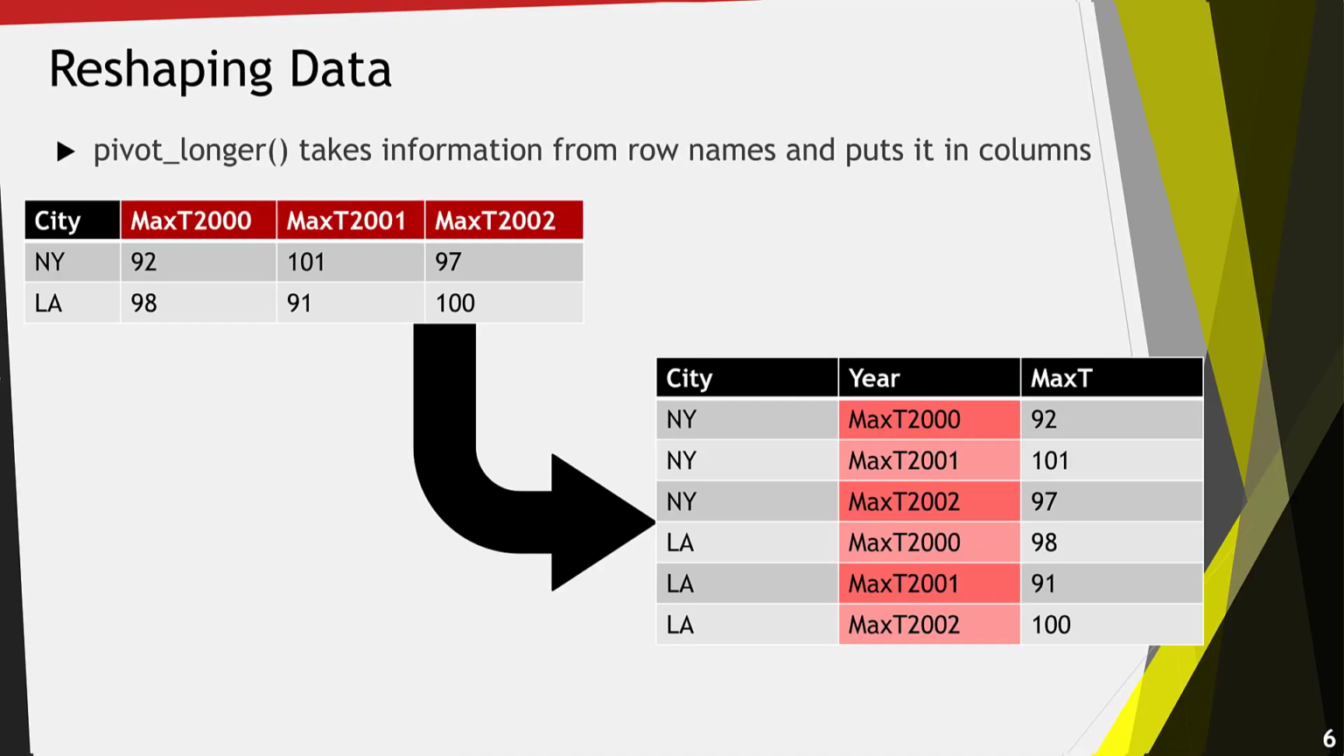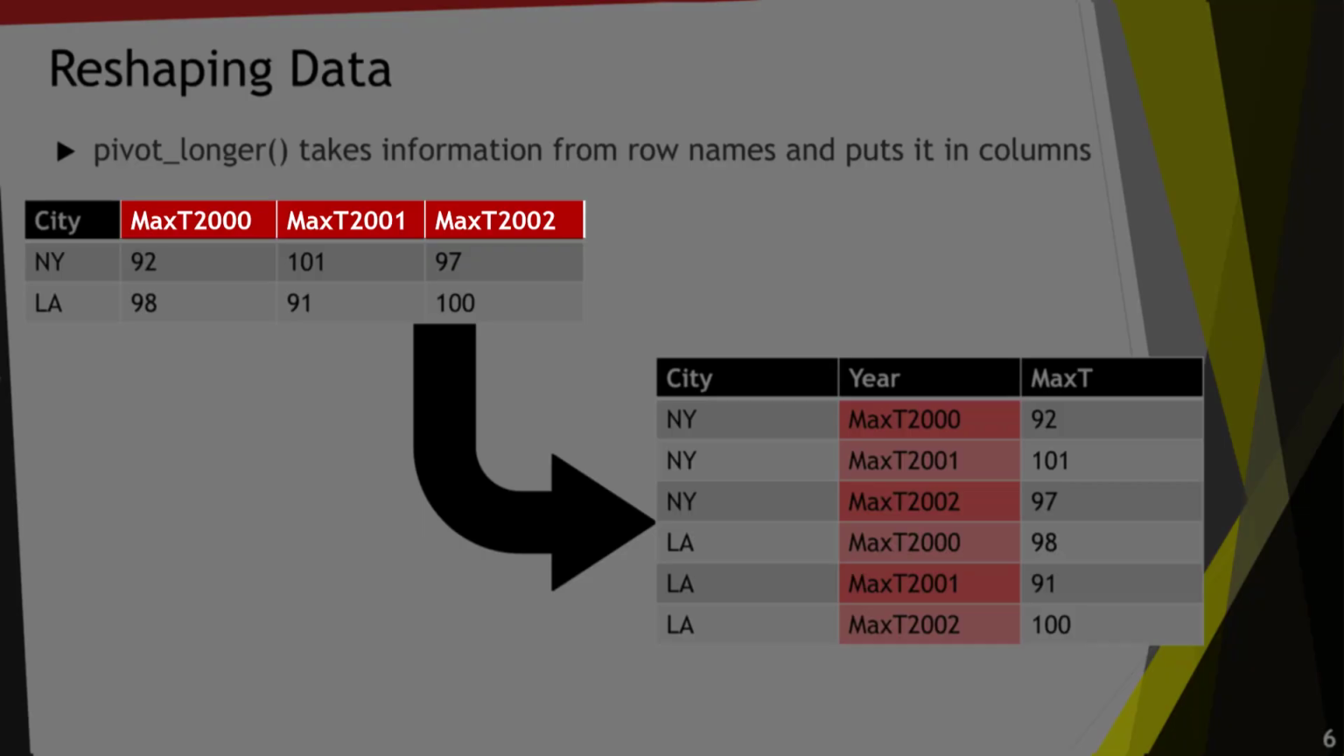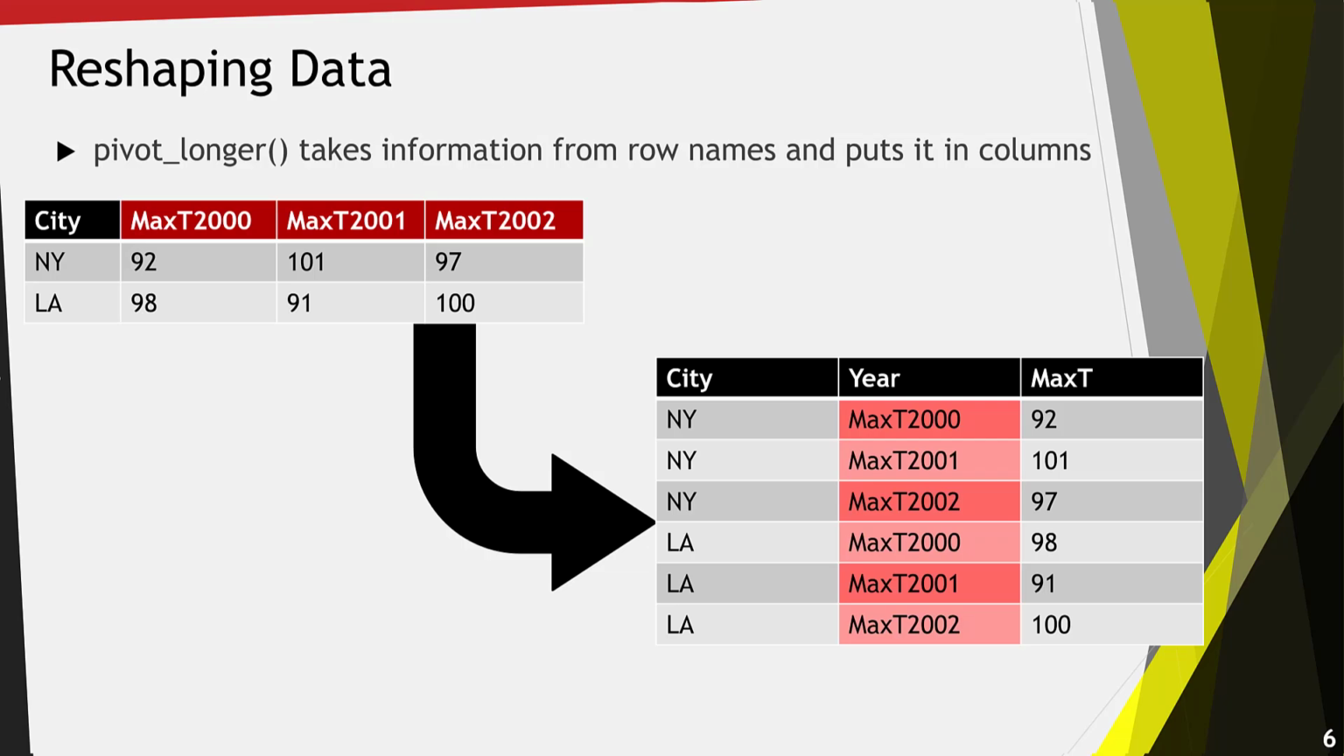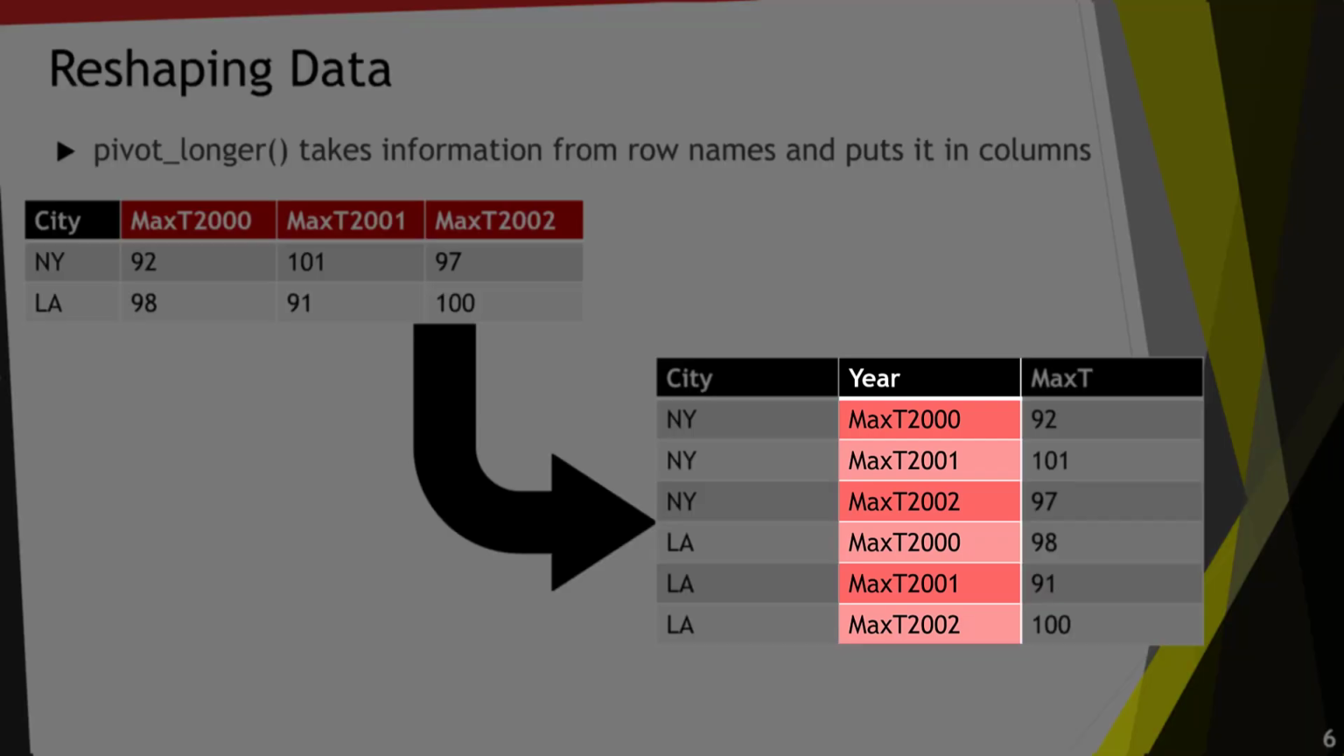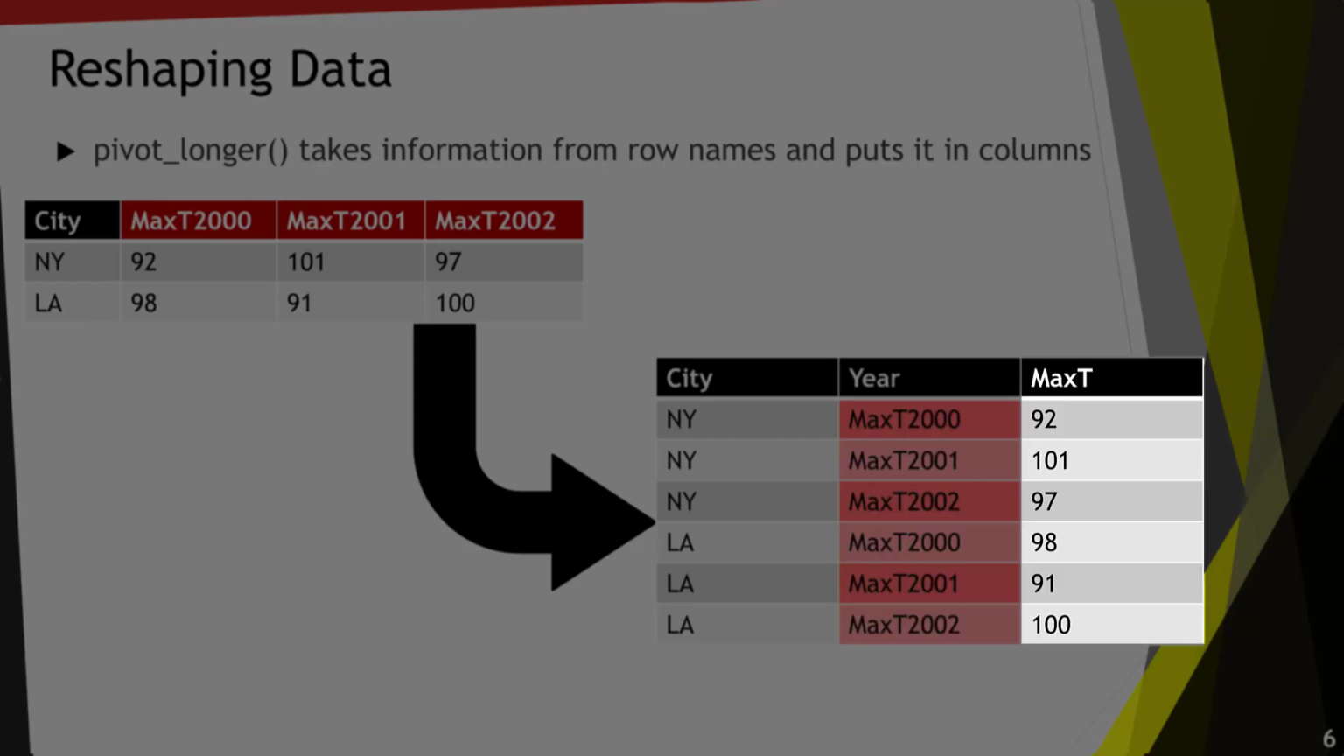So how exactly does this type of reshape work? Pivot longer is going to take information from column names and put it into columns. So in this case, in the upper left-hand corner, we have three column names, max T 2000, max T 2001, and max T 2002. After we reshape the data, we'd like the year column to contain that column information, those max T names, and then the max T column to contain the values that correspond to those columns in the original table.